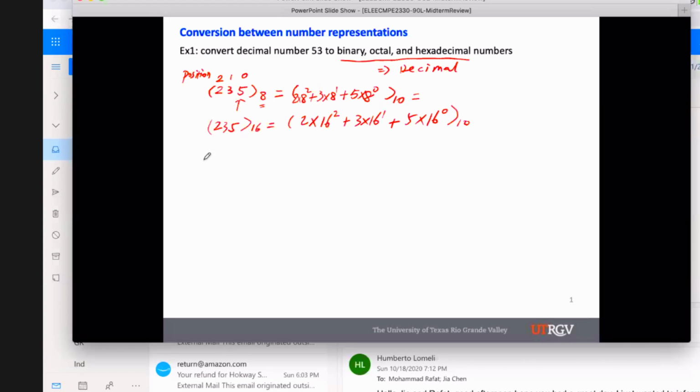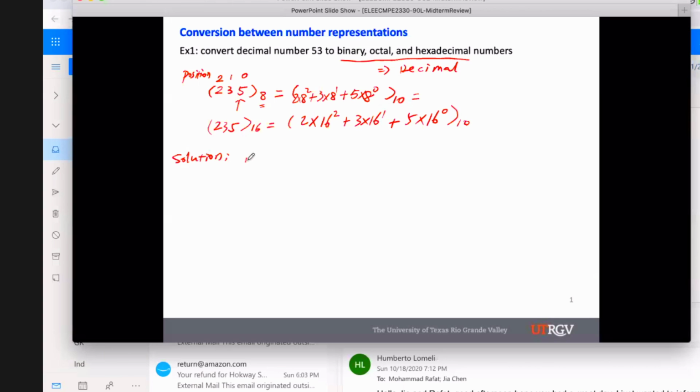Okay, now let's go to the solution. Now you know how to convert binary, octal, and hexadecimal numbers to decimal numbers. It's the same as calculating the weight, the value. And now let's figure out how to convert decimal numbers to binary, octal, and hexadecimal. Let's start with binary.